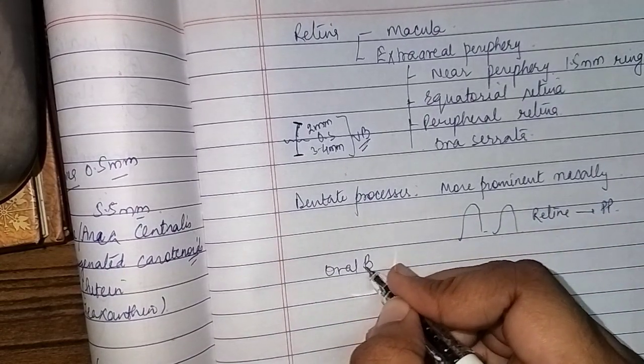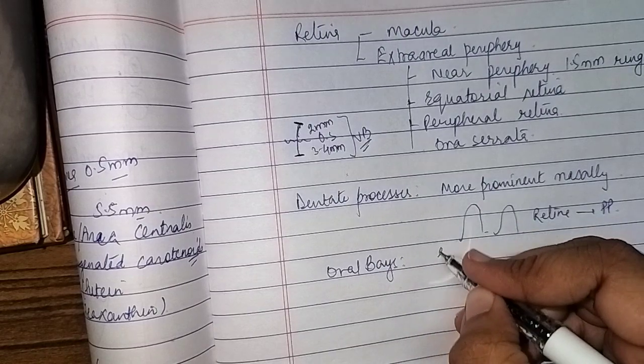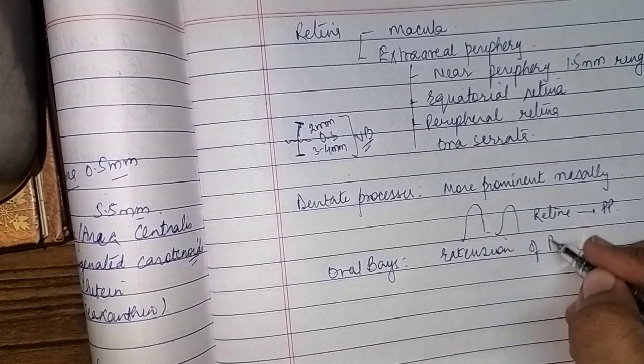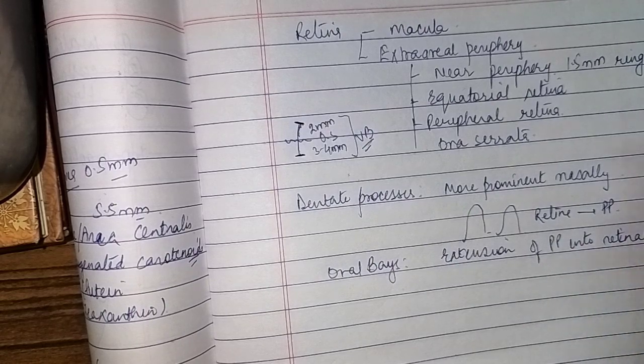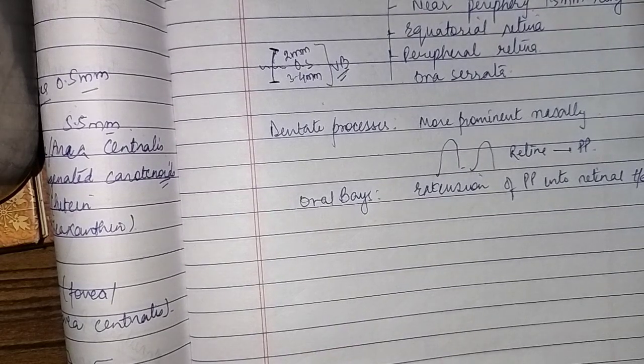What are ora bays? These are the extension of pars plana into the retinal tissue. Okay. In some occasions, the dentate processes may wrap around a portion of an ora bay to form an enclosed ora bay. Right. What is a meridional fold?